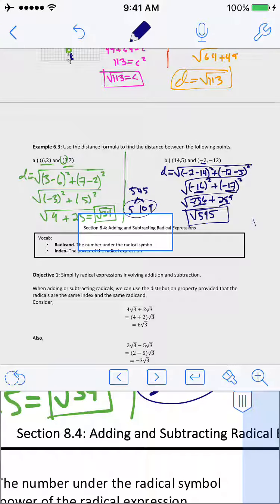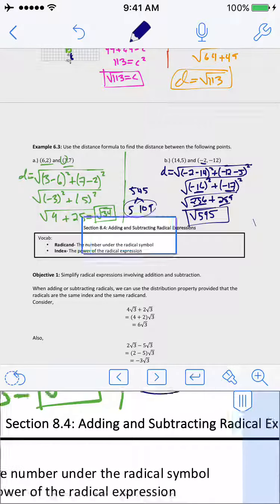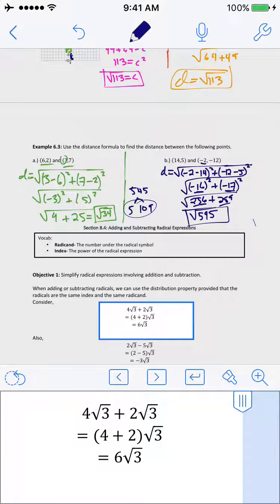Alrighty, 8.4, adding and subtracting radical expressions. Adding and subtracting radicals is incredibly simple when they match, okay? The only time we can add and subtract radicals is when the radical itself actually matches. So it has to have the same index and the same radicand. Other than that, you really can't add them together.